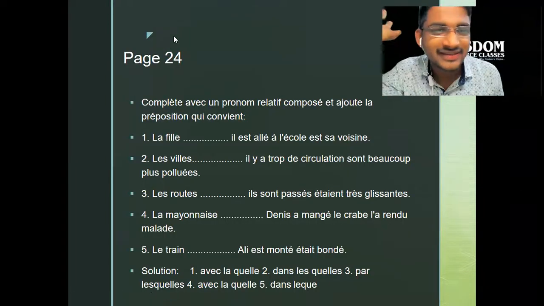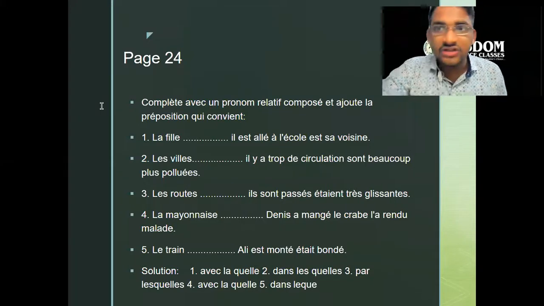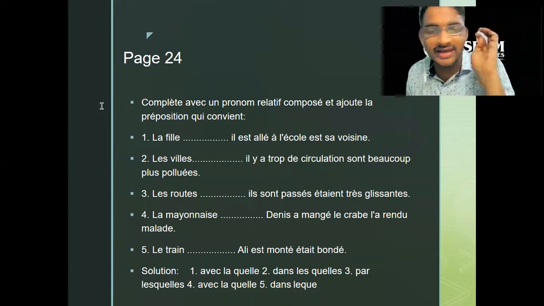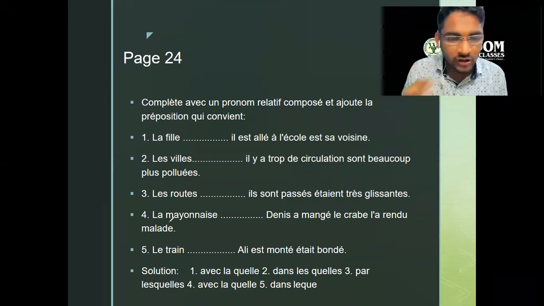I don't know why. So: complétez avec un pronom relatif composé. This time, students, it's not pronom relatif, it is pronom relatif composé: lequel, laquelle, lesquels, lesquelles. Wow. And ajoutez la préposition. Add an extra preposition.